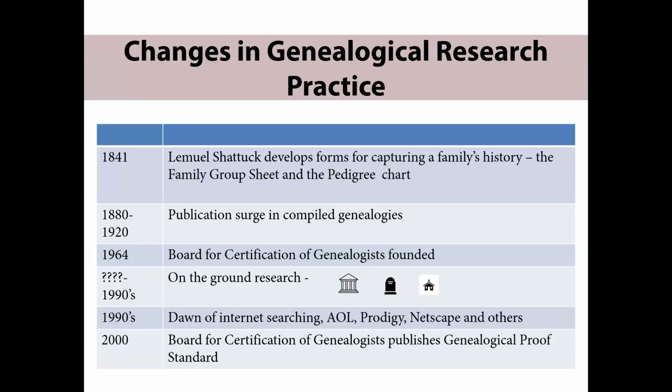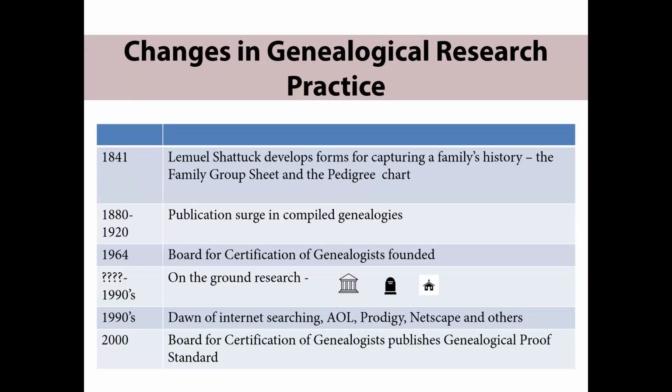This is a snapshot of some of the key changes in genealogical research practice. Did you know that Lemuel Shattuck, who was one of the founders of the New England Historic Genealogical Society, actually developed early versions of the two most used forms in genealogical research, the family group sheet and the 5-generation chart? He also contributed to the design of the 1850 census form and was a co-founder of the American Statistical Association. So he was a brilliant mind. And it was in 1841 that he developed the forms.